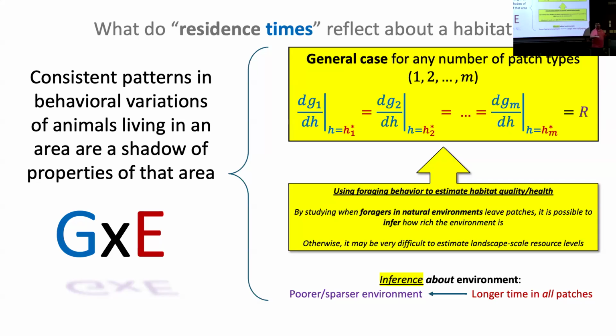All right, any questions about that? About flipping things around and learning about the environment by studying the behavior? And people do this too. I'm not just making it up. You can find papers where people use giving up density to make inferences about patterns that are happening in the environment.